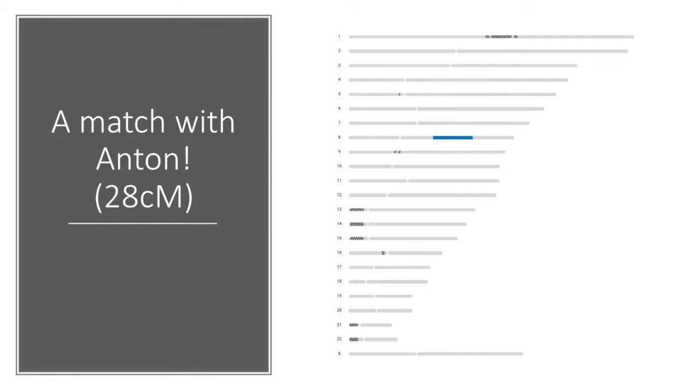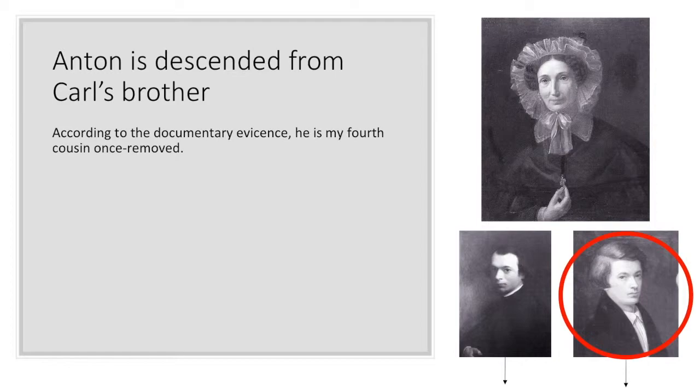So I put my results in all the DNA databases, and in Family Tree DNA, I get a match with a guy called Anton, and we share 28 centimorgans. I look at his family tree, and I see that he is descended from a different son of my great-great-great-great-grandmother, Gabrielle. So that guy who's not circled, that's my ancestor, Carl, and that guy who is circled, that's Anton's ancestor, Louis. So in theory, we are fourth cousins once removed, according to documentary evidence. But we want to know now if the amount of DNA that we share is consistent with a fourth cousin once removed relationship. Because if it's not, then that's a bit concerning.